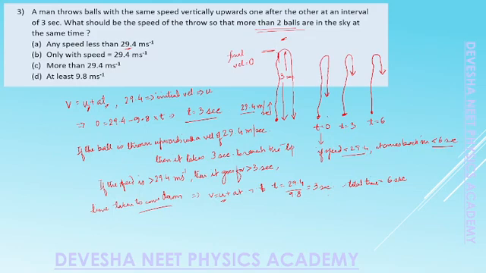If I throw at more than 29.4, by the time this comes down, it will be greater than 6 seconds. And this is obviously going to take more than 3 seconds because we are throwing here. It means it is taking an additional 3 seconds. So we need to throw at more than 29.4 meters per second. This is the answer.